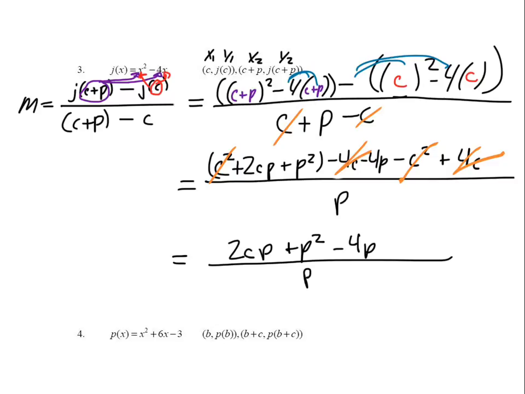Okay, in terms of canceling stuff here, let's factor the top part there. It looks like we can take a p out of everything. What do we get? p times 2c plus p minus 4 all over p. So let's go ahead and cancel the p. Final answer, nothing else combined, nothing else to eliminate: 2c plus p minus 4.